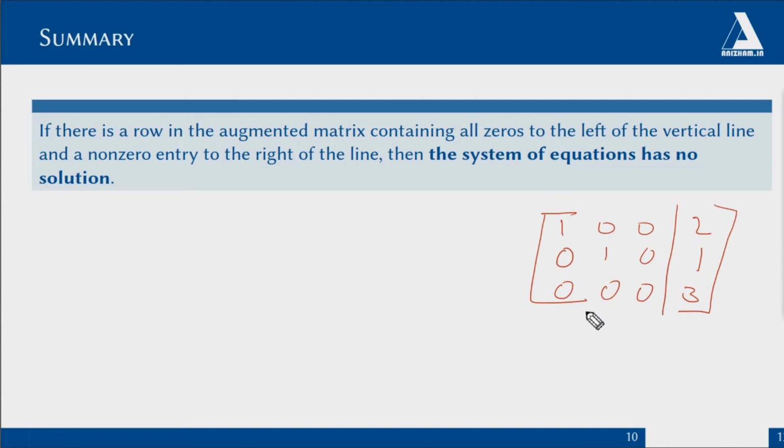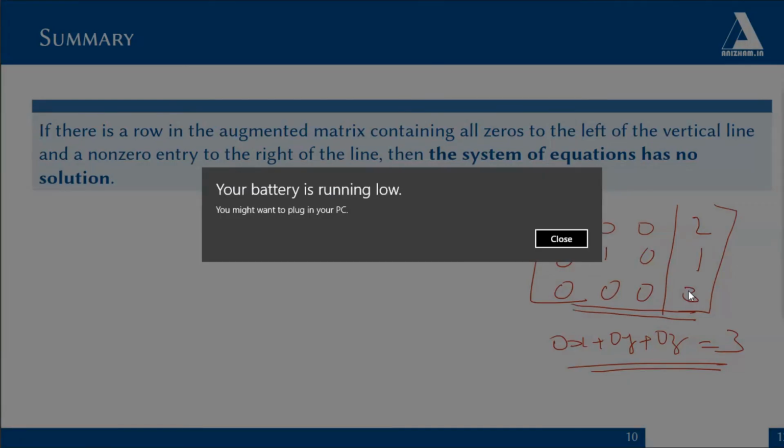Why? Because this row implies that 0x plus 0y plus 0z equal to 3, which is not a possible condition. While we reduce our augmented matrix to the row reduced form, if a row contains all zeros to the left of the vertical line and a positive or negative value to the right of that vertical line, then in that case the system of equations has no solution.